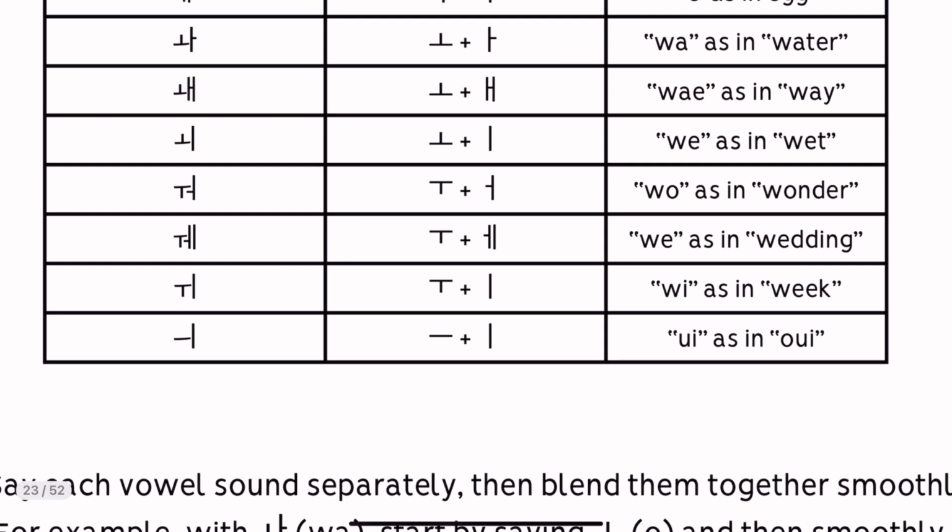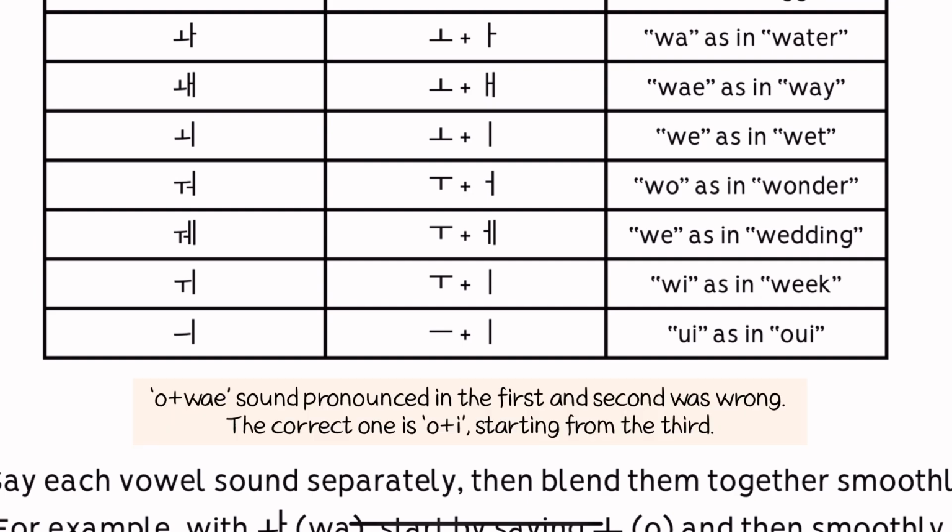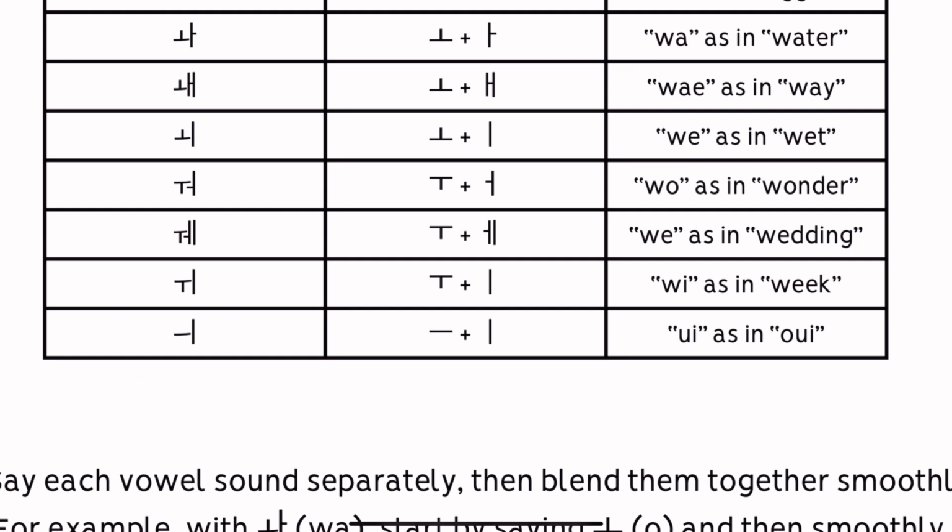And another one, it's quite similar to the above one. This is we. The composition of this diphthong is combining o and e sounds. It goes like we. So like the we sound in wet. It's quite similar to wae and we. You're not going to notice any difference, right?